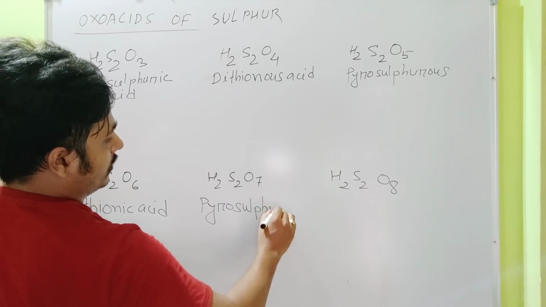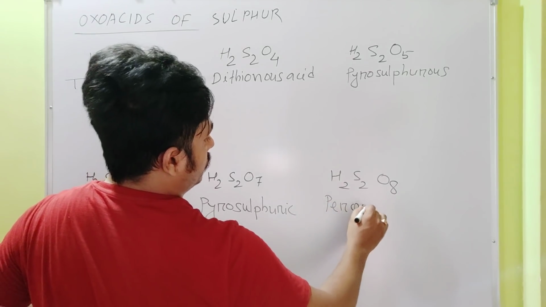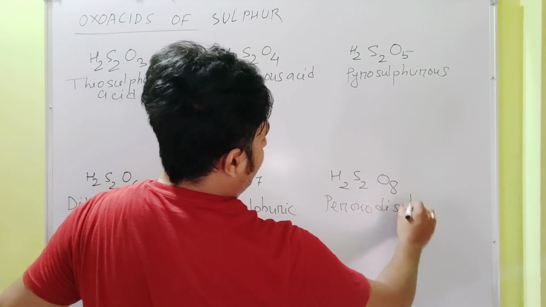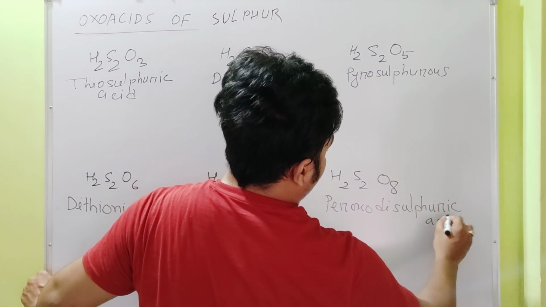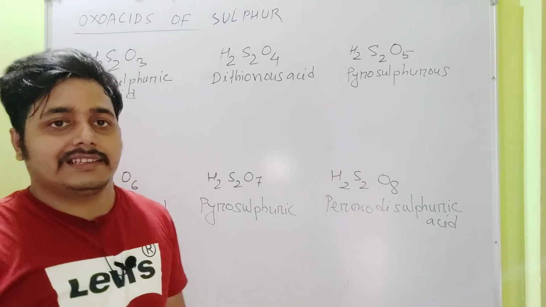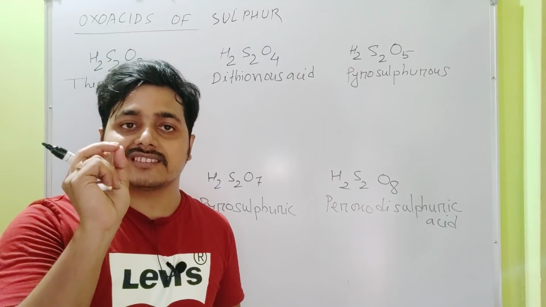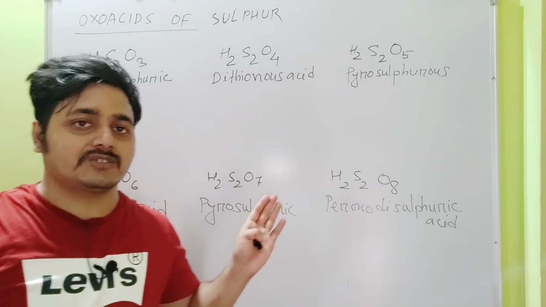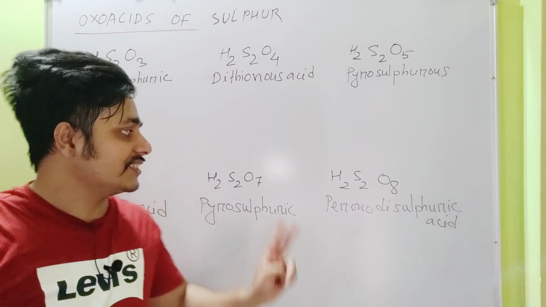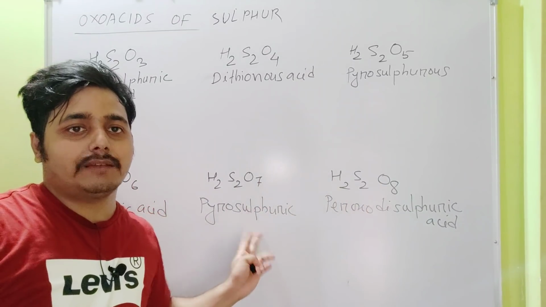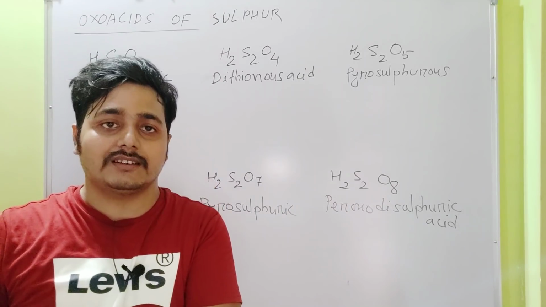Name of this compound is peroxodisulfuric acid. Okay? In all these compounds, there is a sulfur-sulfur link, except these two compounds.